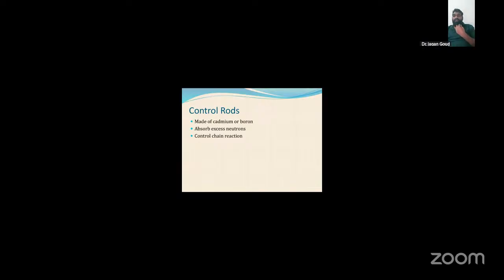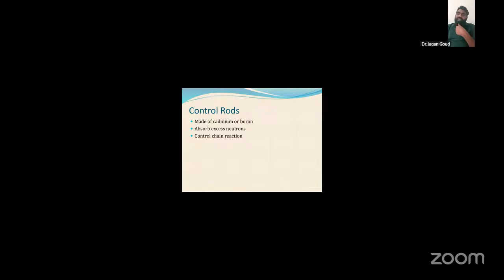First one is the material: cadmium or boron. Control rods are made from materials that have a high neutron absorption cross section. The most commonly used materials are cadmium and boron. Cadmium is an excellent neutron absorber, used in early reactor designs and effective in controlling thermal neutrons.